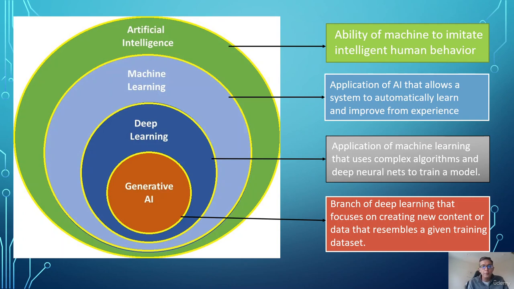Now let's talk about the various terms used in the market and how they are different from each other. The first one is artificial intelligence, which is the ability of a machine to imitate intelligent human behavior. So in simple terms, we will train a machine to act and behave like humans.